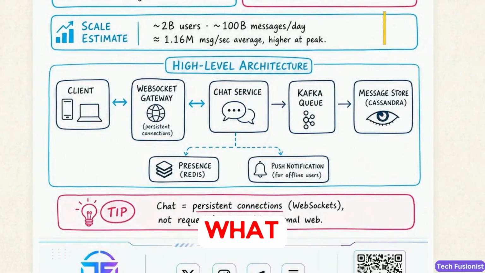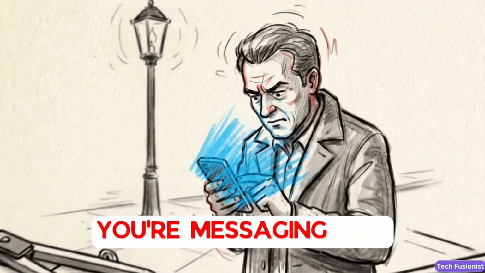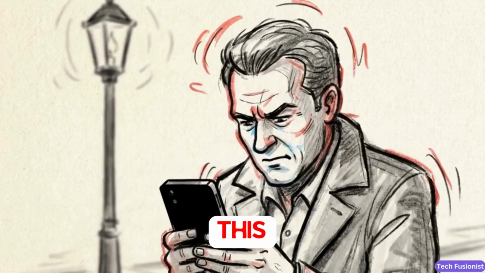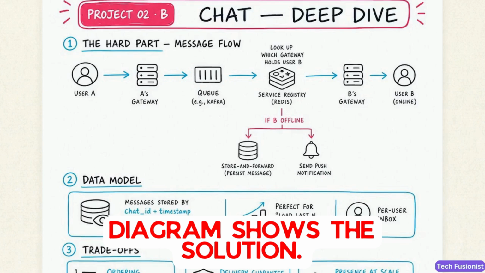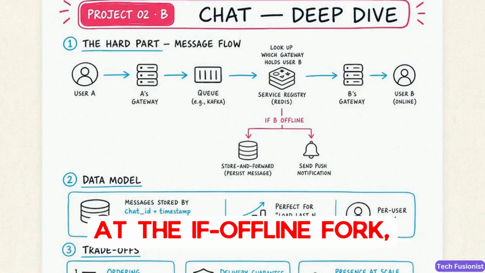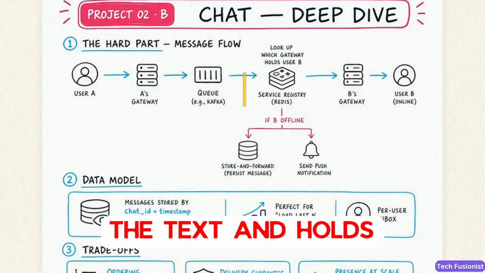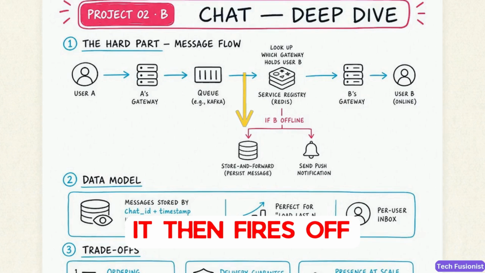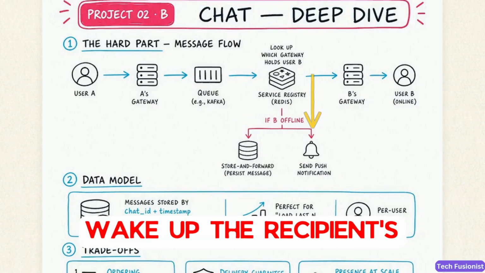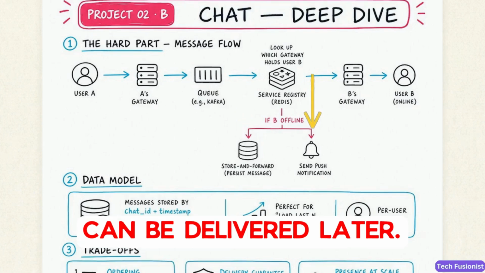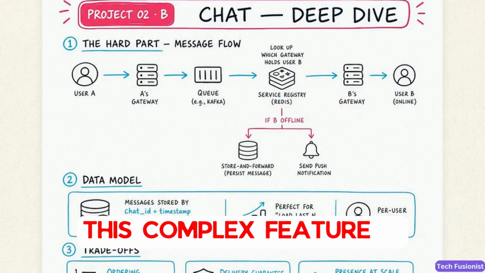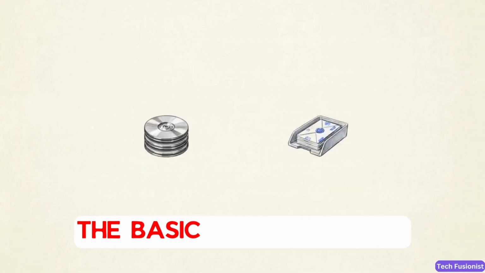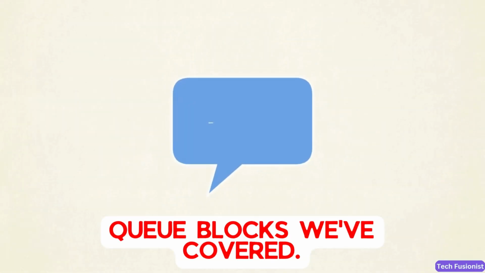But there is a catch. What happens to that text if the person you're messaging has their phone turned off? This diagram shows the solution. At the if offline fork, the system catches the text and holds it in a queue. It then fires off a push notification to wake up the recipient's phone so the message can be delivered later. This complex feature is just a combination of the basic database and queue blocks we've covered.